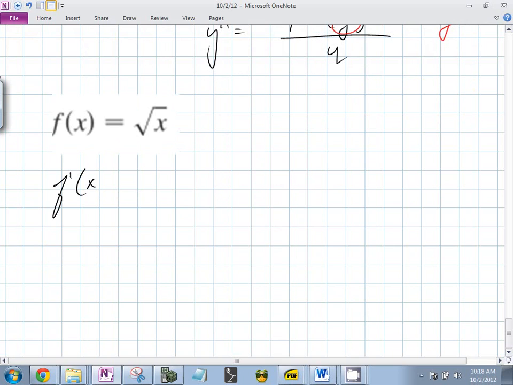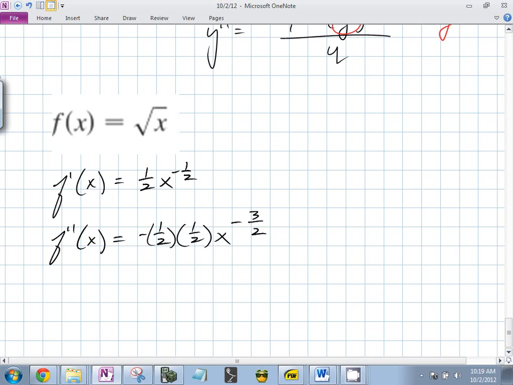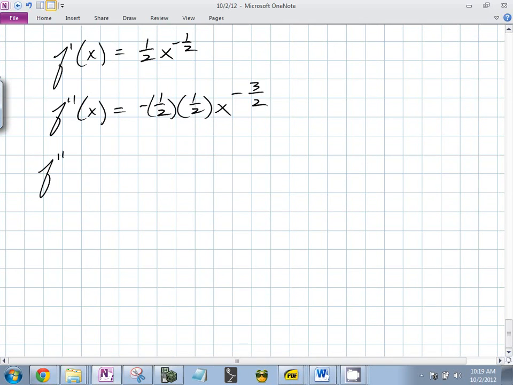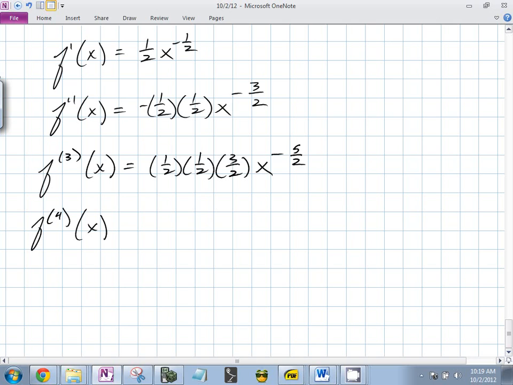To see a pattern. So you get 1/2 x to the, then you get f double prime of x is equal to negative 1/2 times 1/2 times x to the what? Negative 3/2. And then you get f triple prime. And should I write 3 marks like that? What should I write instead? f3(x) is equal to, now is it turned positive or negative here? So it's going to be 1/2 times 1/2 times x to the negative what? 5/2. So f4, let's do one more, equals, is it negative or positive?